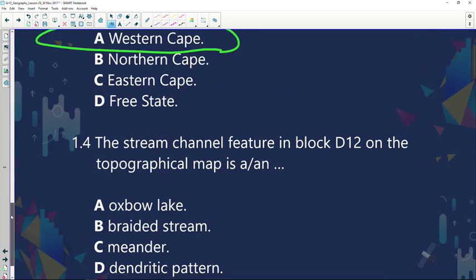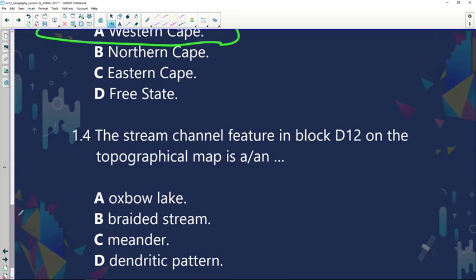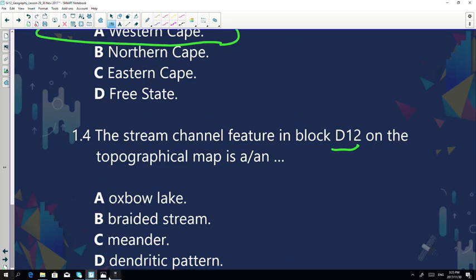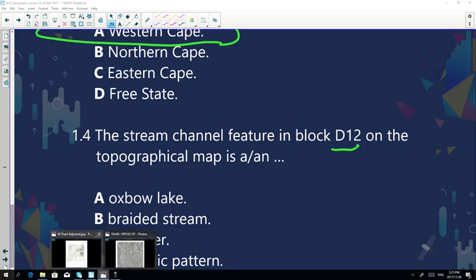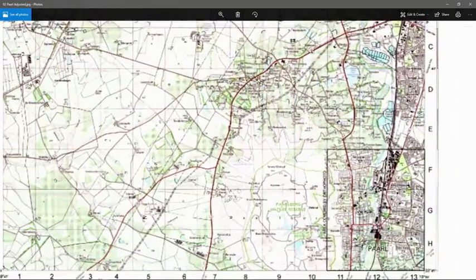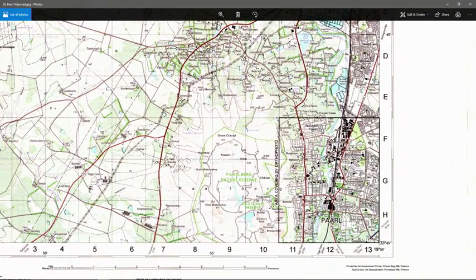If we quickly look at question 1.4, the stream channel feature in block D12 on the topographical map is in. Let's go and quickly have a look at the stream channel in D12. Okay, there's D.